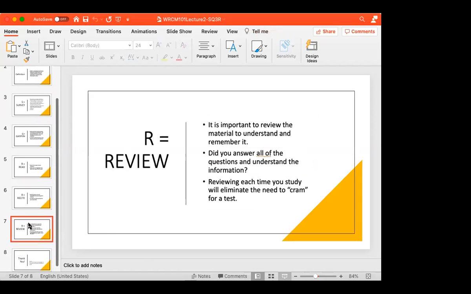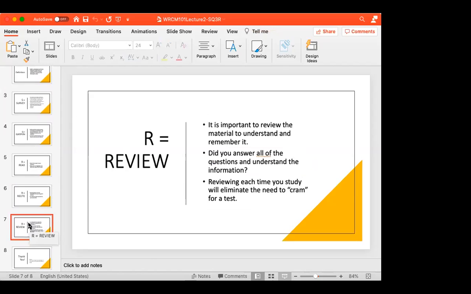And then the final R is review the information. So it is important to review the material to understand and remember it. So after you have read the material, you have taken notes, you have highlighted parts of it, now is the time for you to put this away and get ready to review it when you need to use it.